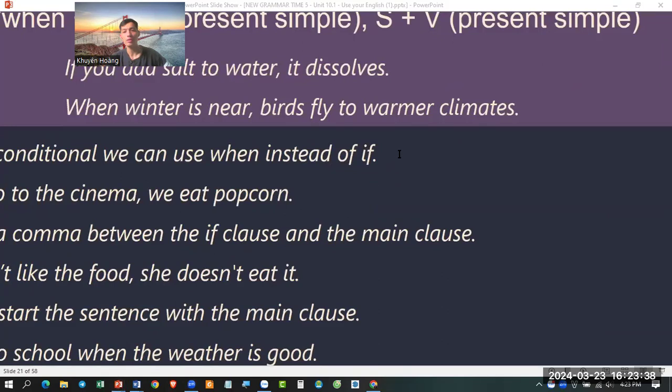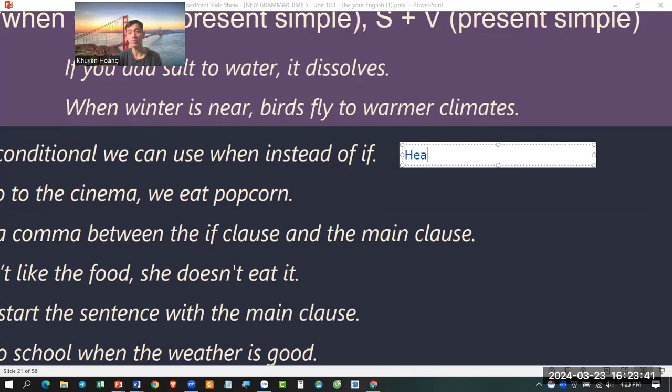Let's see. I think we have many words with the same sound, like head, but not eat, right? Bread, like that. They have the same sound. Head, bread, red. Any more? Like this, death. Yeah. Death. Okay, forget it.